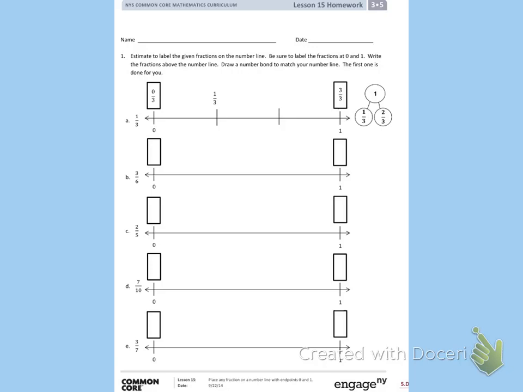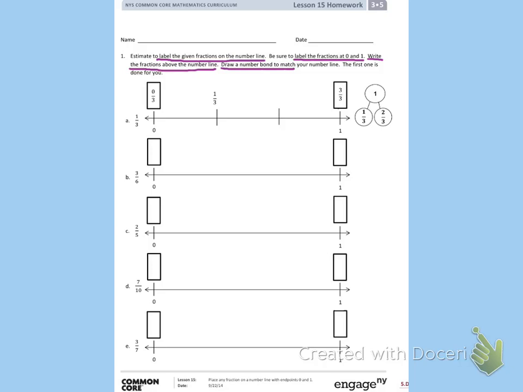I'll go ahead and underline the important details in the directions. Label the given fractions on the number line. Label the fractions at 0 and 1. Write the fractions above the number line. Draw a number bond to match. Now let's look at the sample letter A.